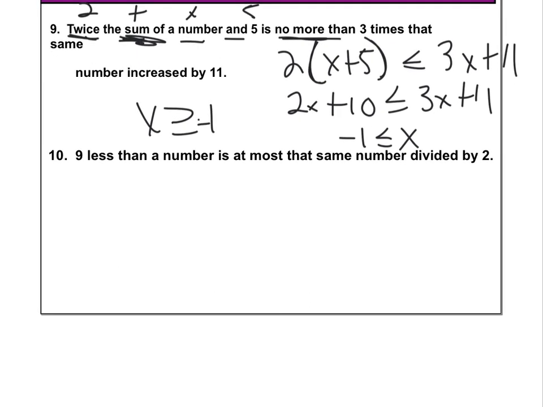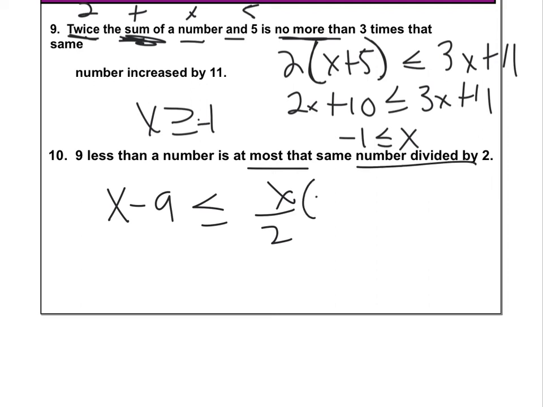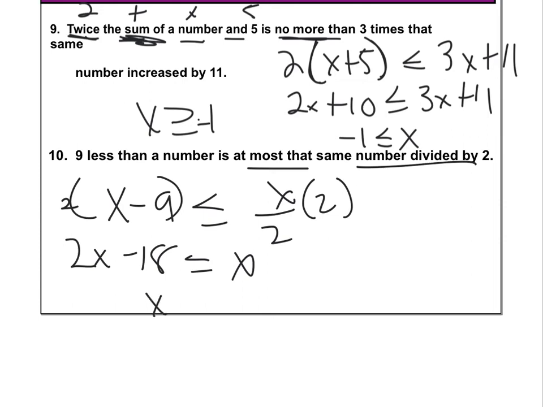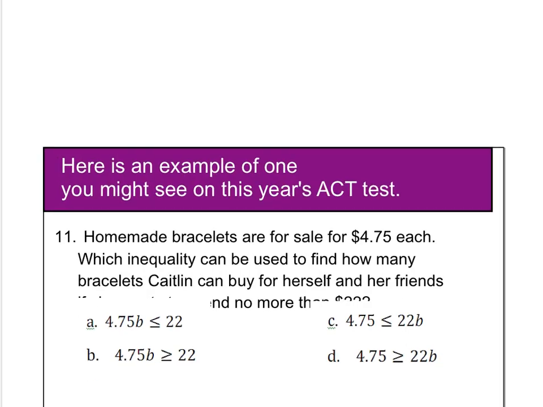For number 10, 9 less than a number is at most that same number divided by 2. So 9 less than a number is at most, which is going to be less than or equal to that same number divided by 2. So if I'm solving here, multiply by 2, it's 2x minus 18 less than or equal to x. So x has got to be less than or equal to 18. So there's my answer. It's not too terribly brain-breaking.